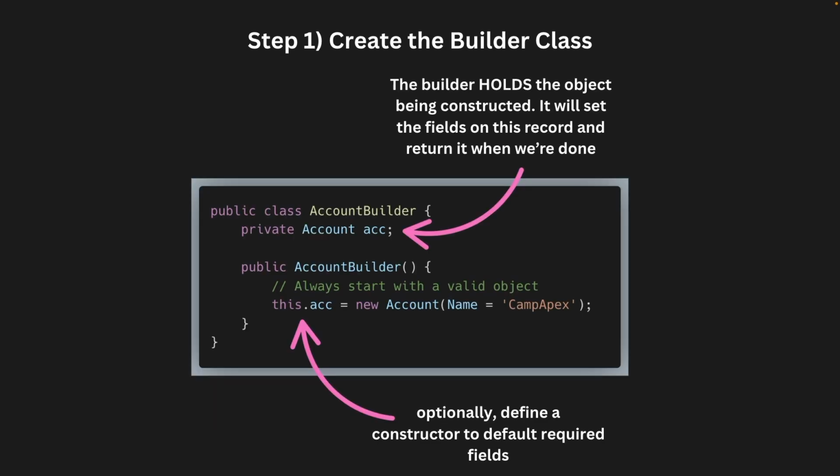Step 1, we need to create the builder class. The builder, like I said, holds that local object that's being constructed. It'll set the fields on this record and return it when it's done. Optionally, we can define a constructor to default some required fields. So on account, we know name is always required, so we can have the constructor just set a default name for now. That way, if the test class wants a name, it could set it itself, but if it doesn't, it'll always be guaranteed to have back a valid account because this constructor ran.